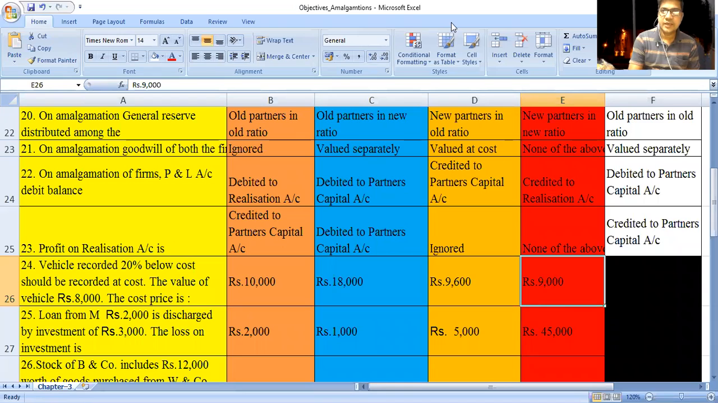Yes, any answers? You can put the rupees. Don't put A or B or C or D. You can put it in rupees. What will be the answer? Yes, this particular question number 24, you have to give the answers.